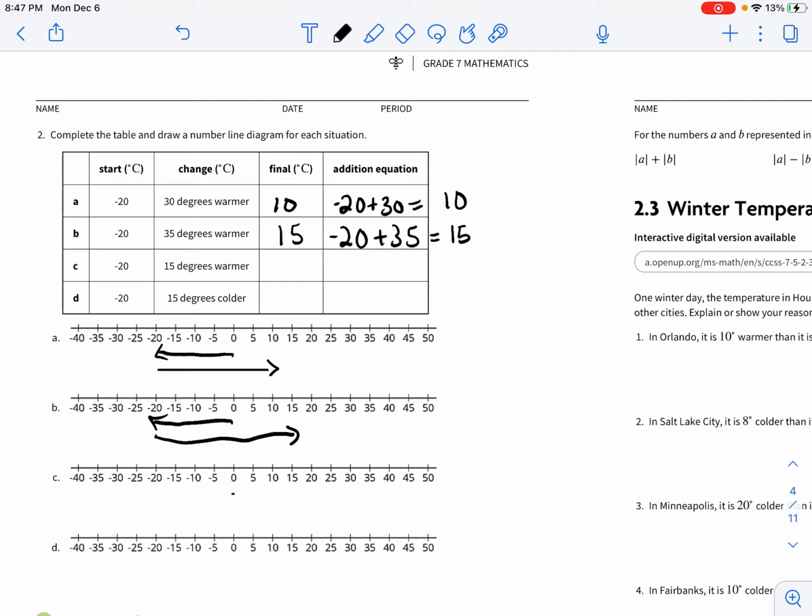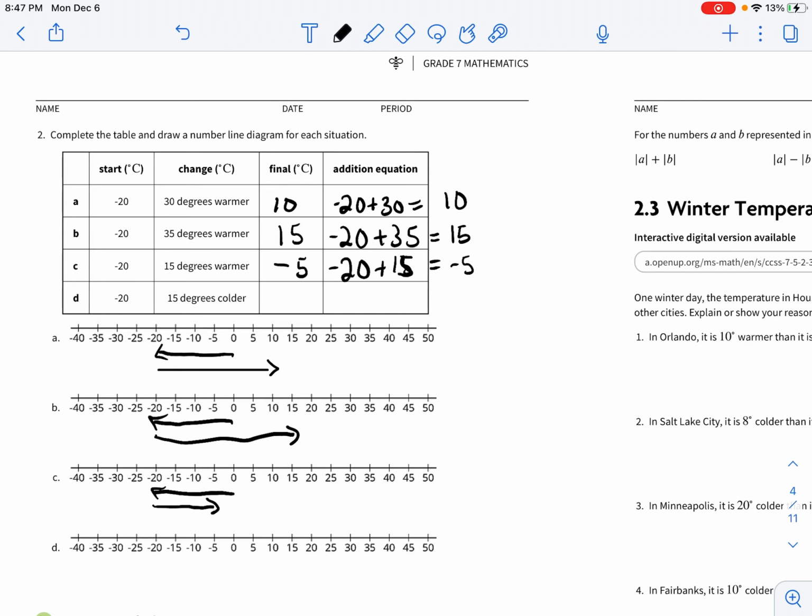Okay, next one, once again, you start out at negative 20, then you go right 15. So this one doesn't get us out of the negatives, but it still does warm it up. So that one is a negative 5. So negative 20 plus 15 equals negative 5.